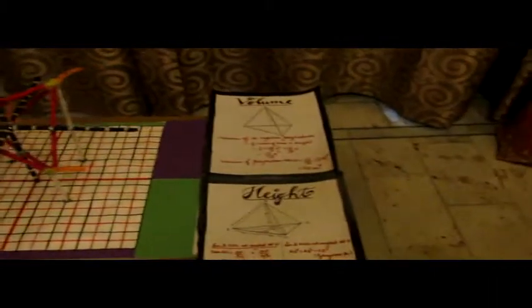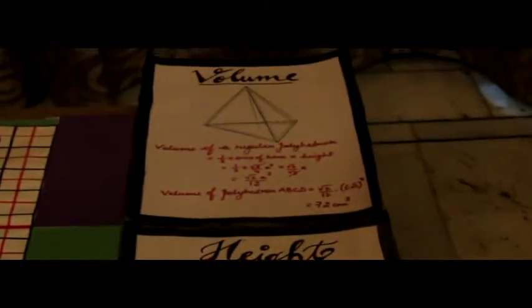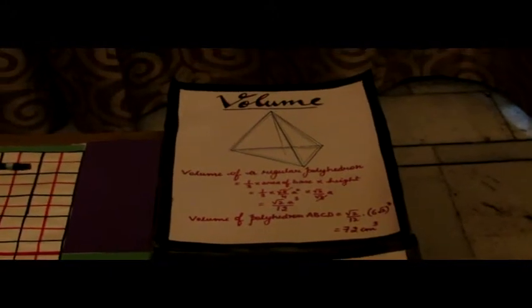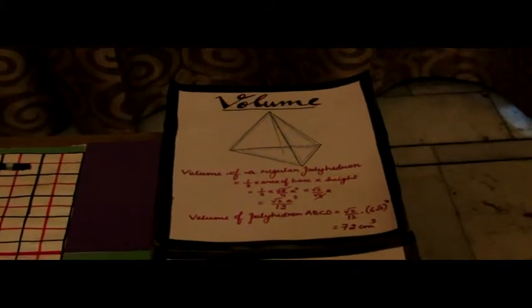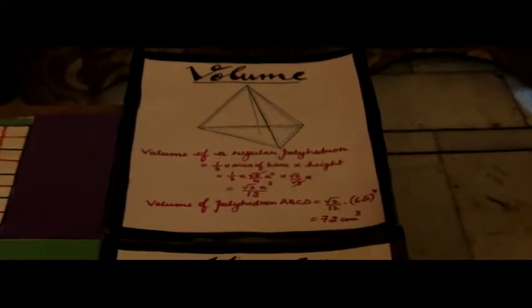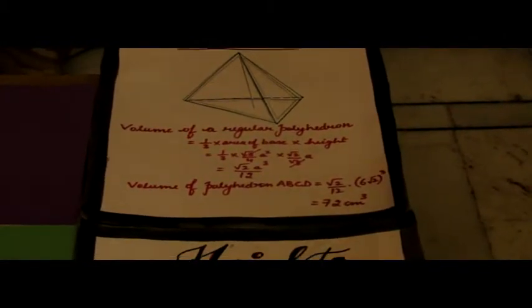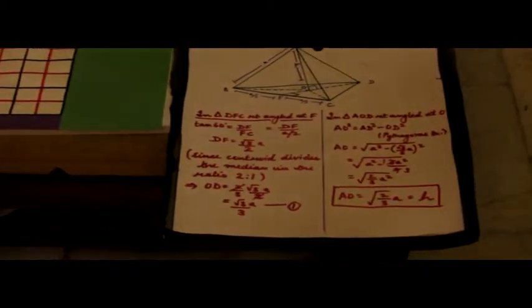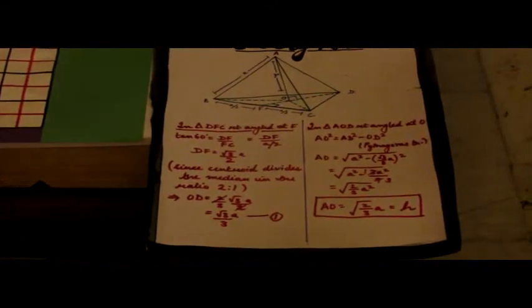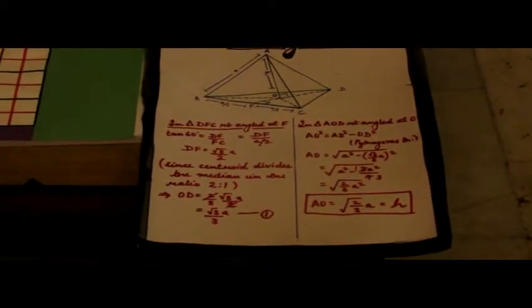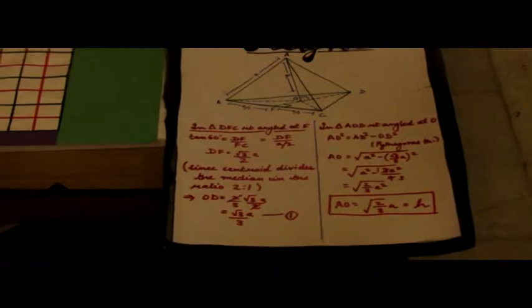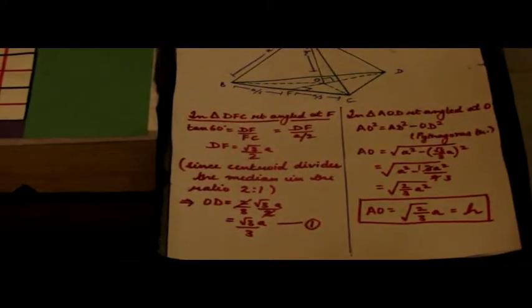Volume of a tetrahedron. Volume of a regular tetrahedron is defined as 1/3 times the area of base multiplied by height. Area of base is the area of a regular equilateral triangle, that is root 3 by 4 a squared. For deriving the height of a regular tetrahedron, we take triangle DFC right angled at F. Tan 60 is equal to DF upon FC. This implies DF is equal to a root 3 by 2.